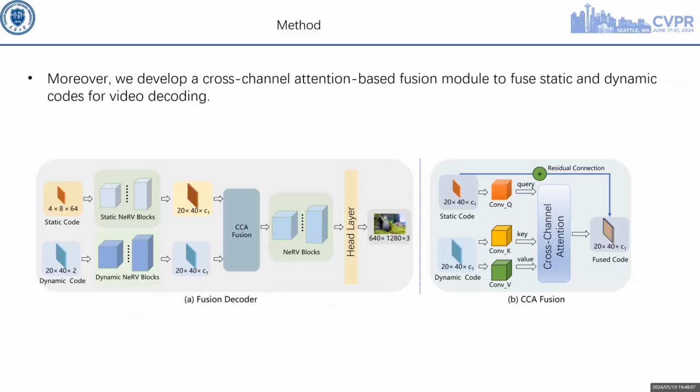In addition, in order to effectively fuse the sampled static and dynamic code information, we designed a fusion module. During the fusion, the static and dynamic codes are first aligned to the spatial dimension through the initial upsampling block, and then the final information interaction and upsampling are performed through CCA fusion that implements cross-channel cross-attention.